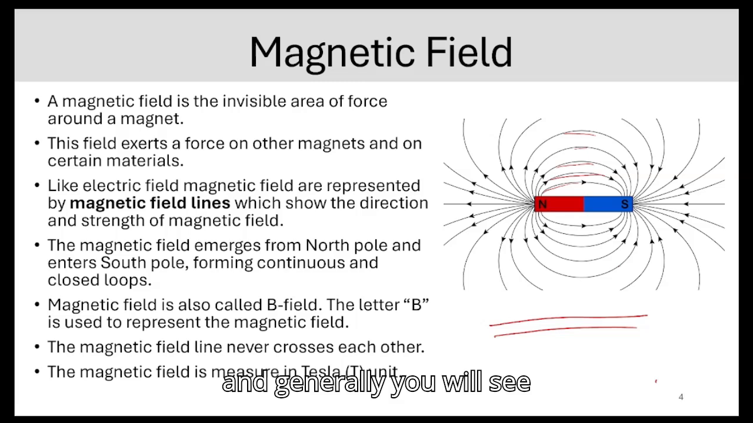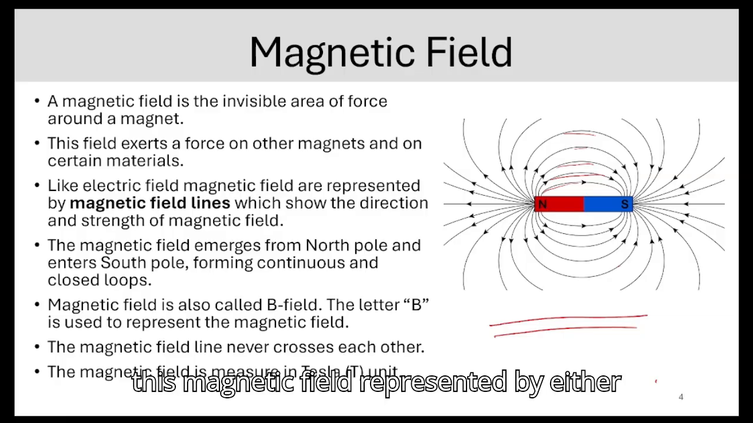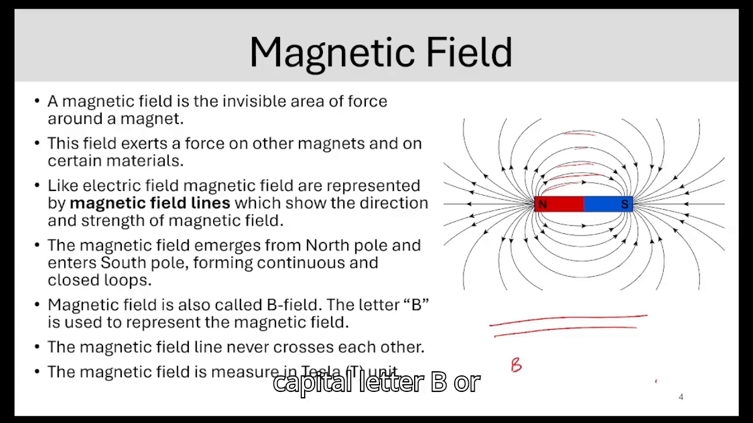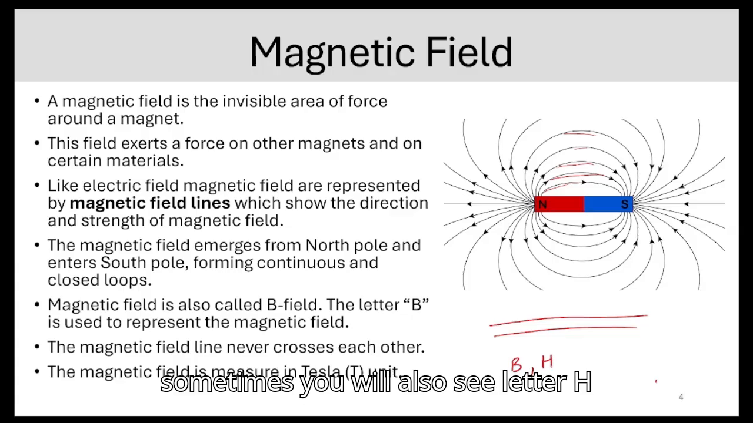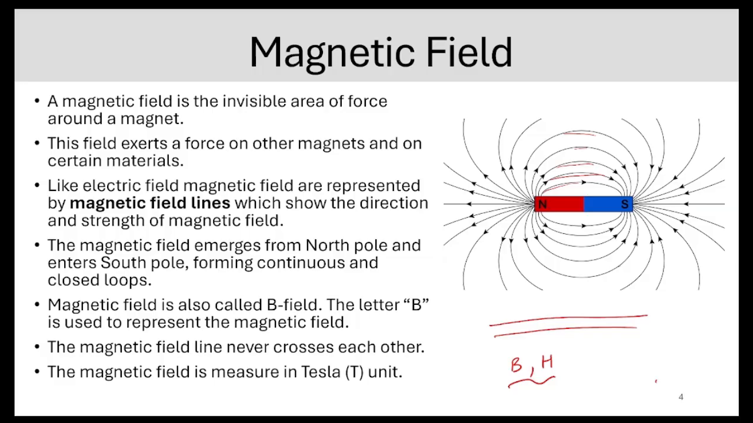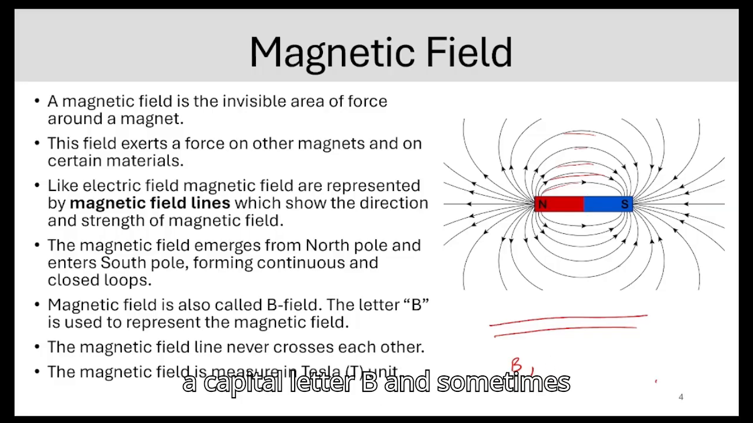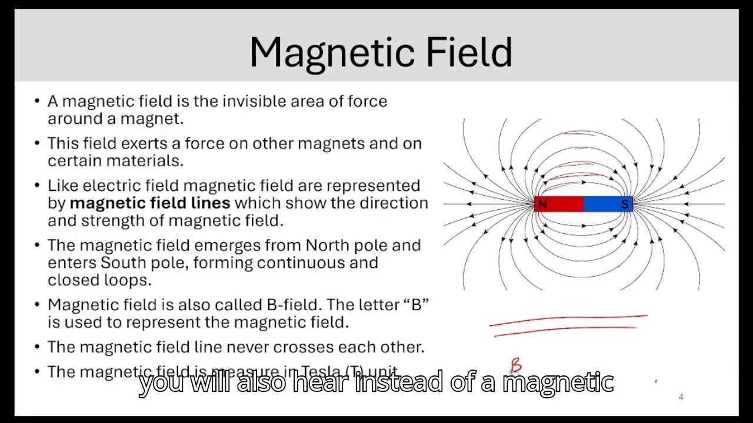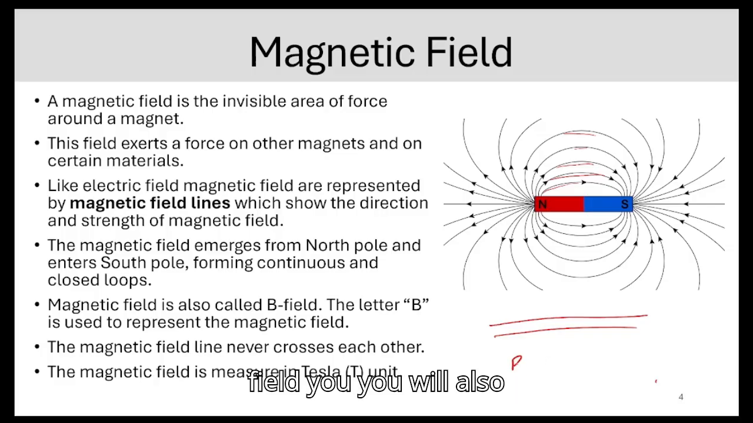And generally you will see this magnetic field represented by either capital letter B, or sometimes you will also see letter H, and mostly you will see a capital letter B. And sometimes you will also hear this magnetic field called by the name B field.